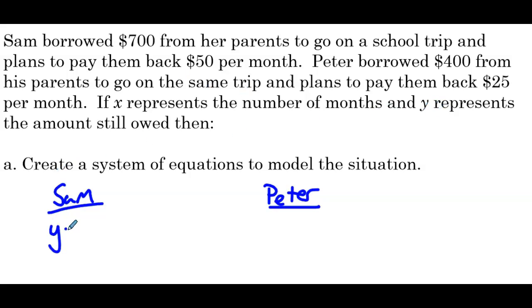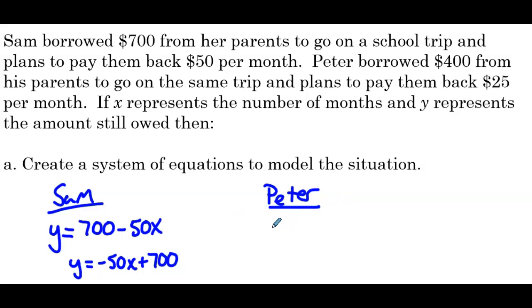So her equation is y equals 700 minus 50x. Right? From the $700 loan, she's taking away $50 per month, 50x. You could write this as negative 50x plus 700. If you want it in mx plus b form, more familiar, both of those are correct.